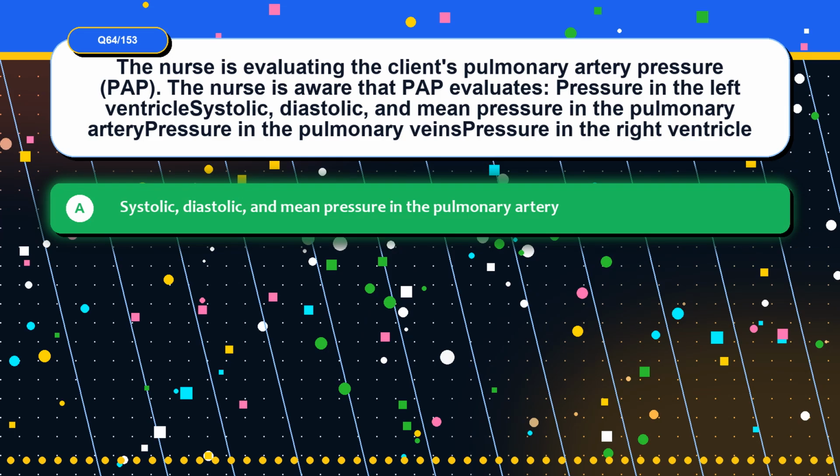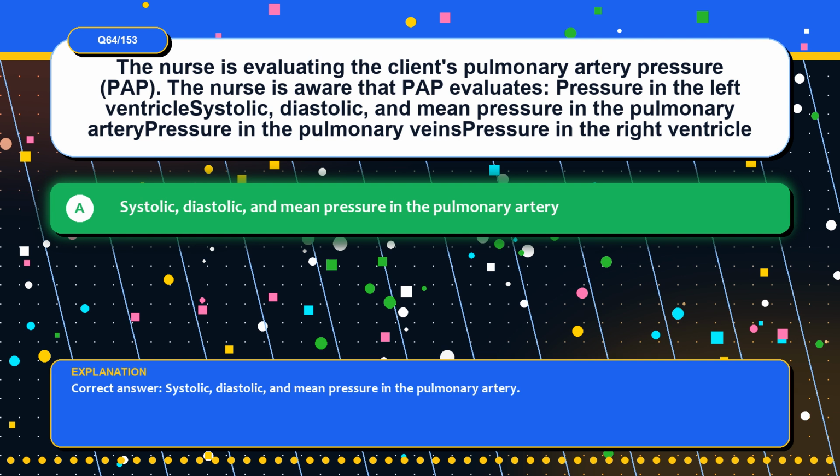The correct answer is option A. Systolic, diastolic, and mean pressure in the pulmonary artery.